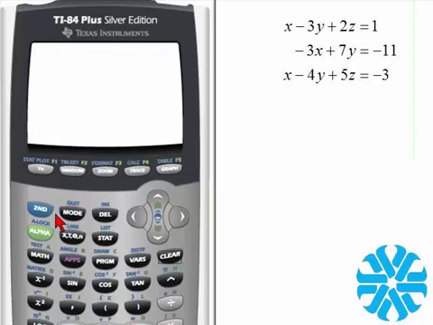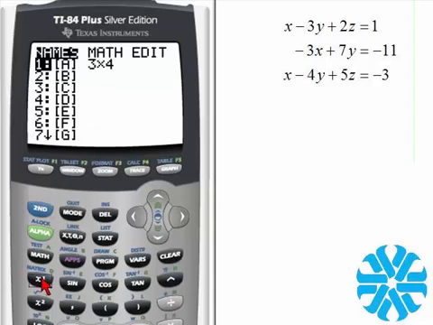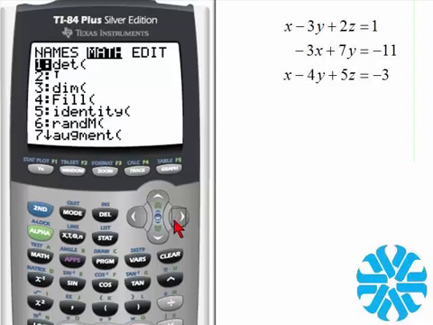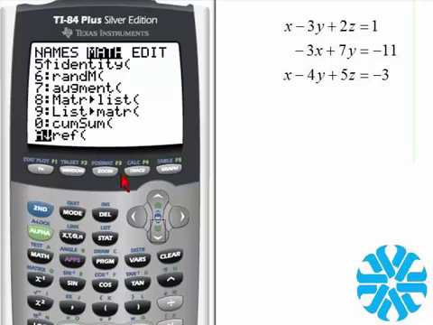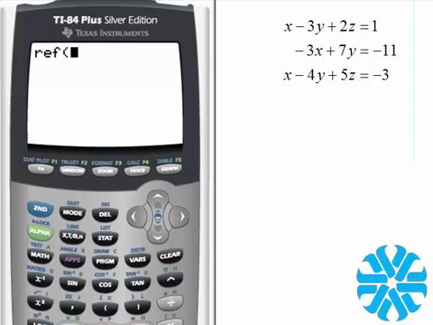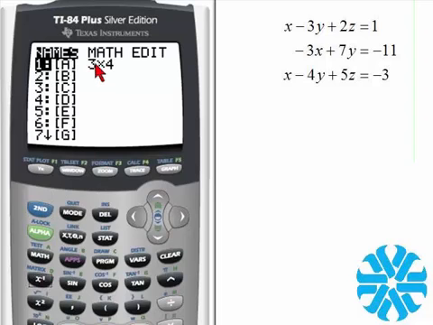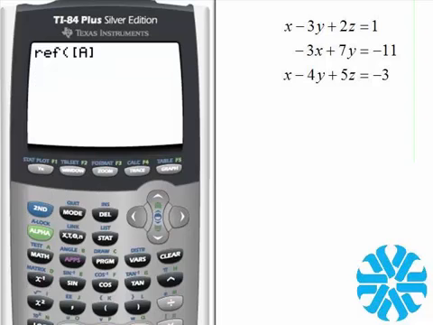And now we would go into second function matrix, and then you go to math. And then now we want REF. So you always want to start your operation from the main screen. So there's REF. Select enter. And we want second function matrix. We want matrix A. Select enter. Then close the grouping symbol and select enter.